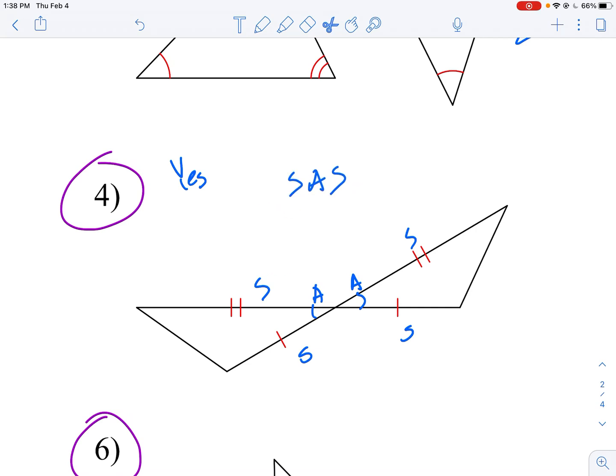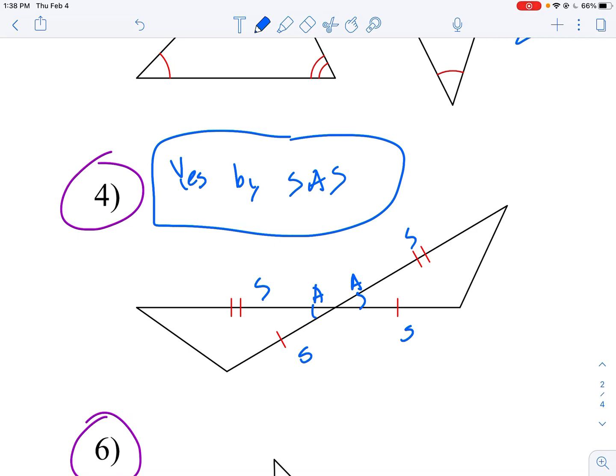And so, yeah, you can say yes by side, angle, side. I'm going to move it so I have room to put by. So there you go. Yes by side, angle, side. They both have two sides matching and the angle between them.